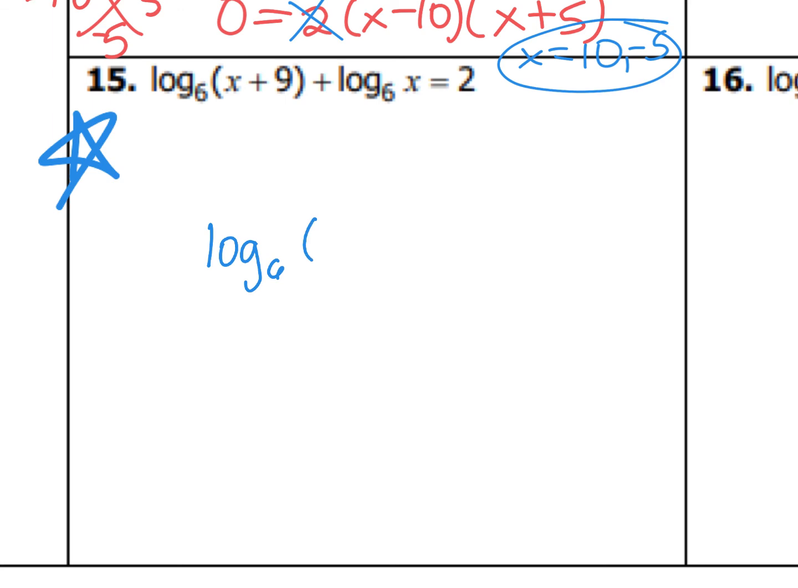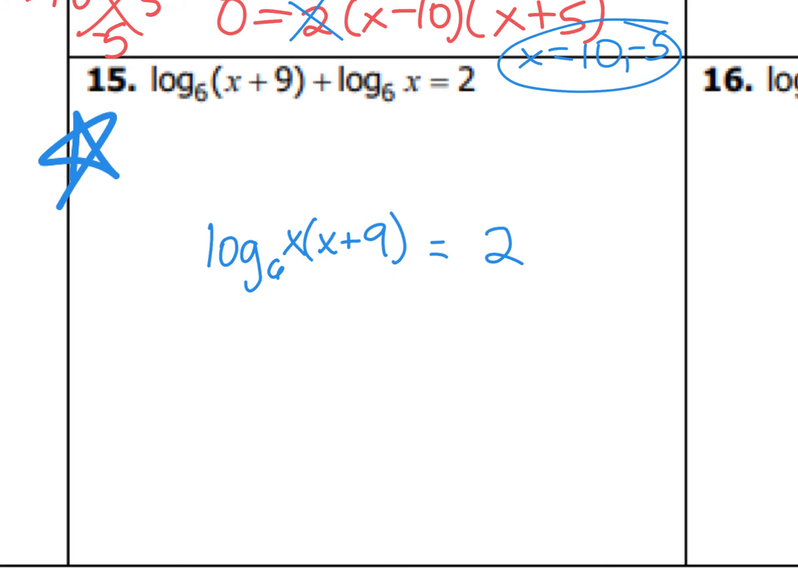Log 6 of x plus 9 times x. You could write it in whichever order. I would probably put the x first, just because it's prettier that way, and it tells me I definitely need to distribute, if I don't remember to do that when it's on the left. But either way, as long as you knew.